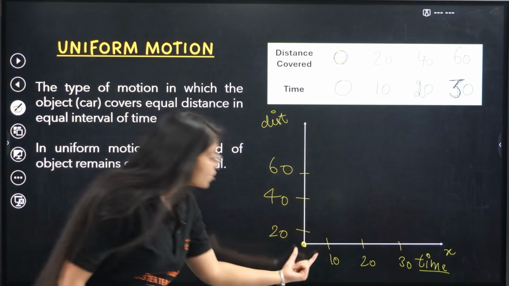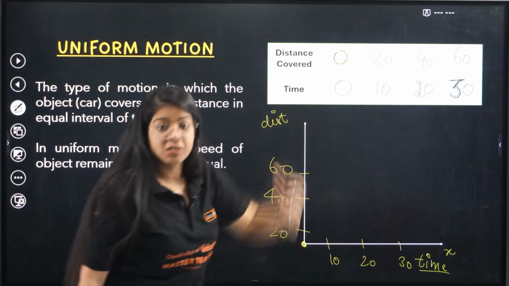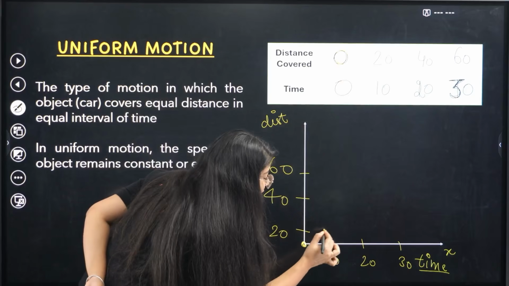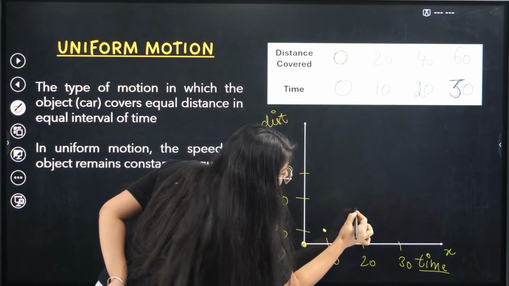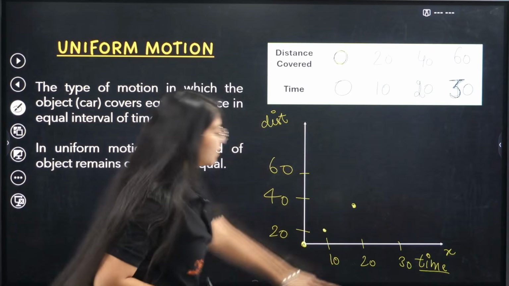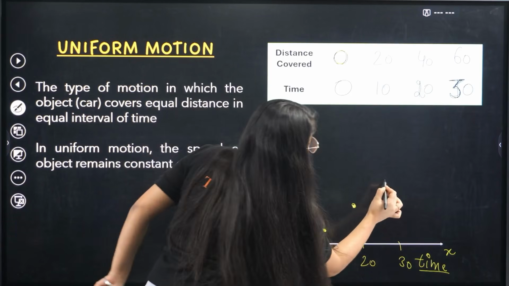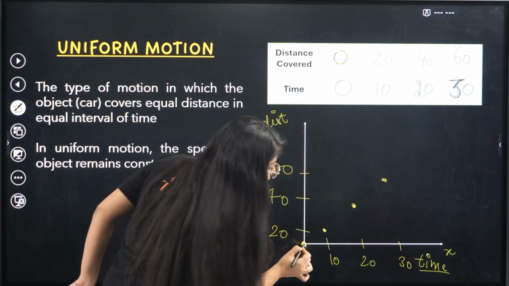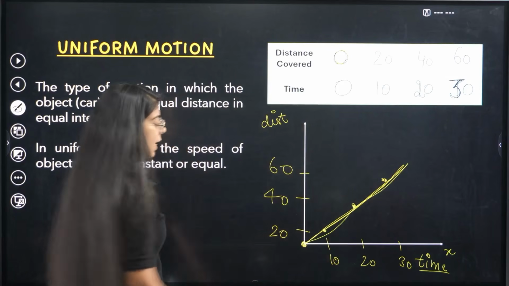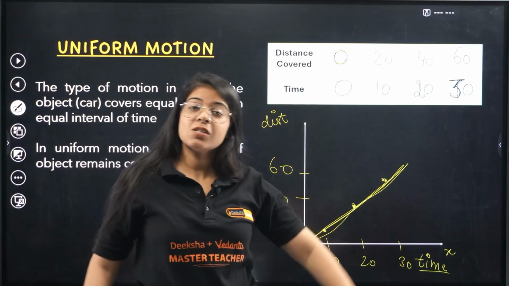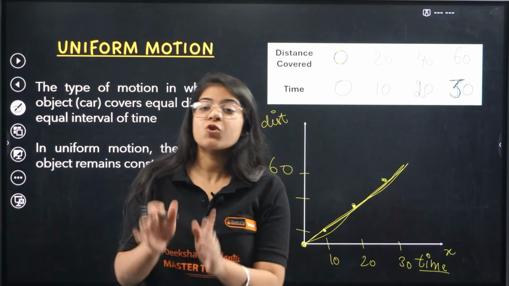As the time increases by 10 seconds, distance increases by 20 meters. So the next point will be somewhere here. Then 20 and 40. The next point will be somewhere here. And then 30 and 60. So the next point will be somewhere here. If you join these, it becomes a straight line. And this is what the graph of uniform motion looks like.